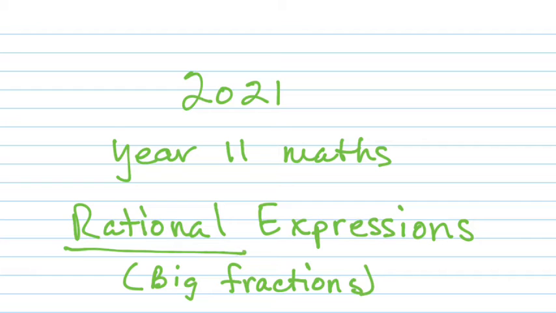Anytime you see the word rational, that means a fraction. And an expression means that it's not an equation. There you go. So these are just big fractions, and we need to work with them. Now remember, we talked about and worked out rules for working with fractions when we were doing the numbers. The good news is you still use the same processes. The bad news is there's one other step.